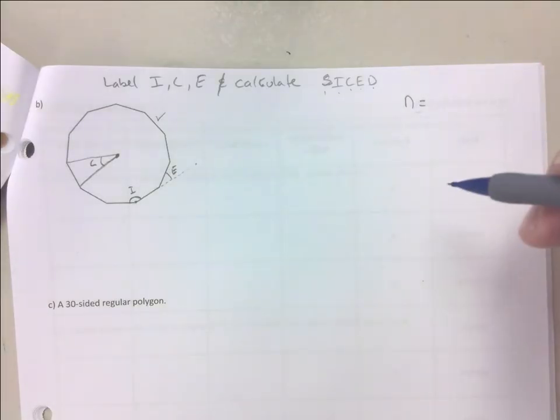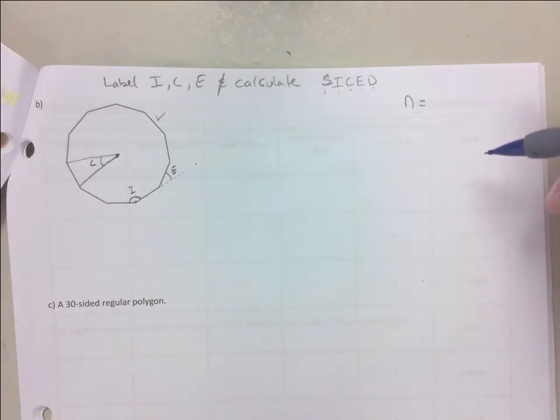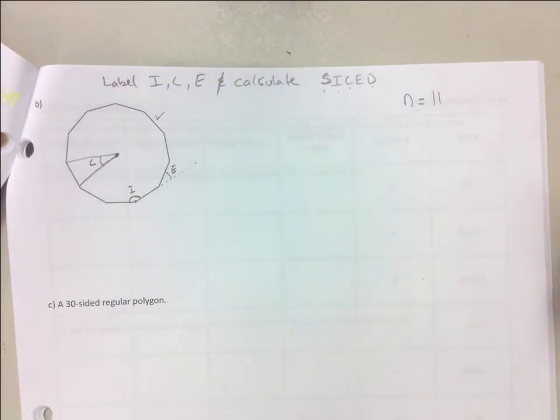The rest I'm not gonna do. The answer is already there. How many sides does this polygon have? Is this 11? Okay. So you just have to make sure you use the formulas accordingly.